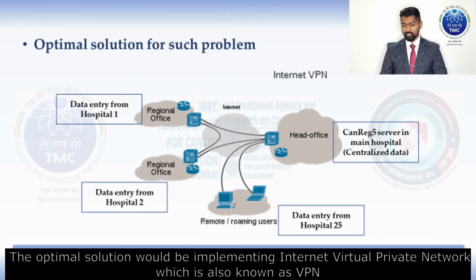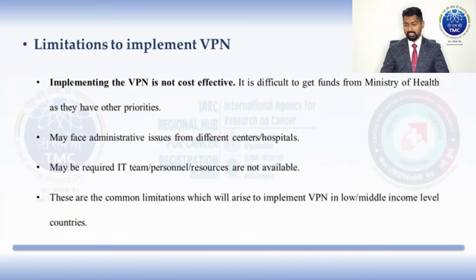The optimal solution would be implementing an Internet Virtual Private Network, which is also known as VPN. But implementing VPN in low and middle income level countries has some limitations. Implementing the VPN is not cost effective. It is difficult to get funds from the Ministry of Health as they have other priorities. These are the common limitations which will arise when implementing VPN in low and middle income level countries.